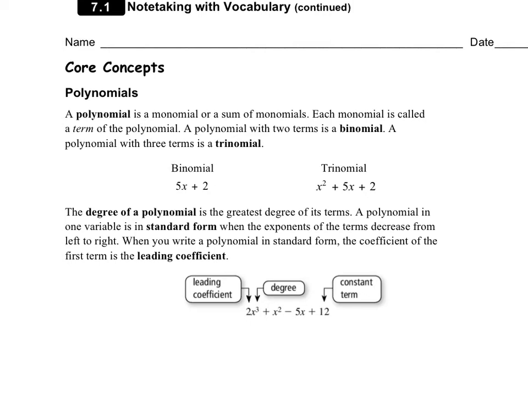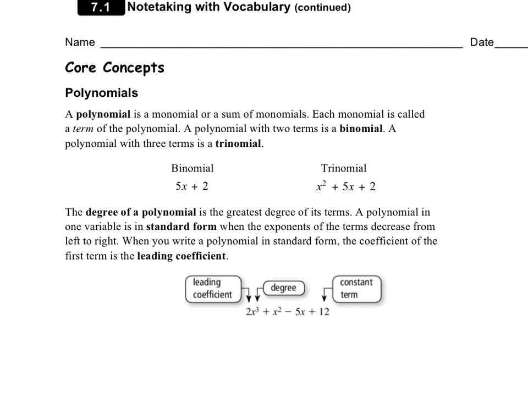A polynomial, it says up at the top, is a monomial or a sum of monomials. So monomial is a new word to you. It's just another word for any term that you're looking at. When we talk about combining like terms, those terms are the individual pieces that are broken up by plus or minus signs.